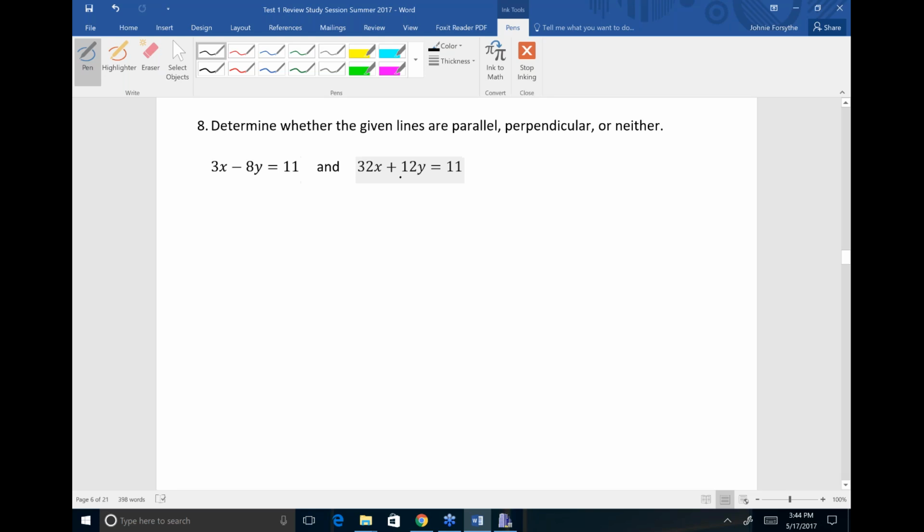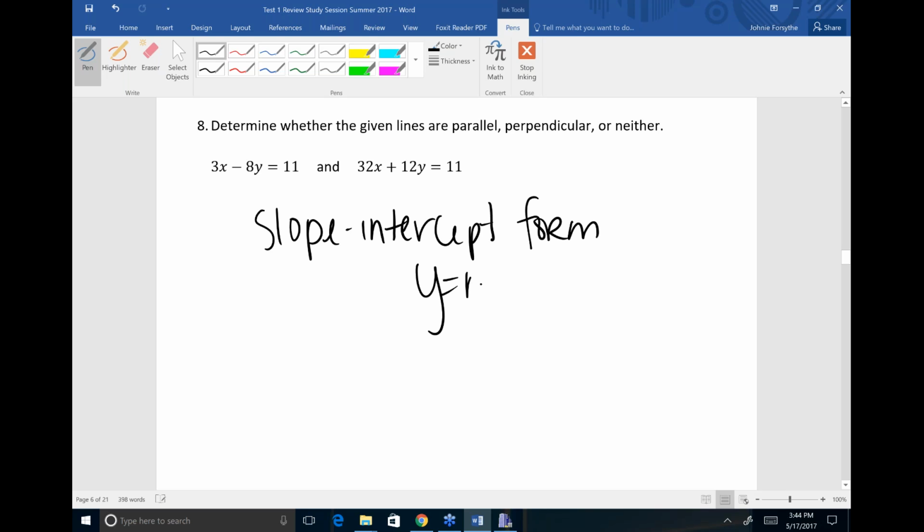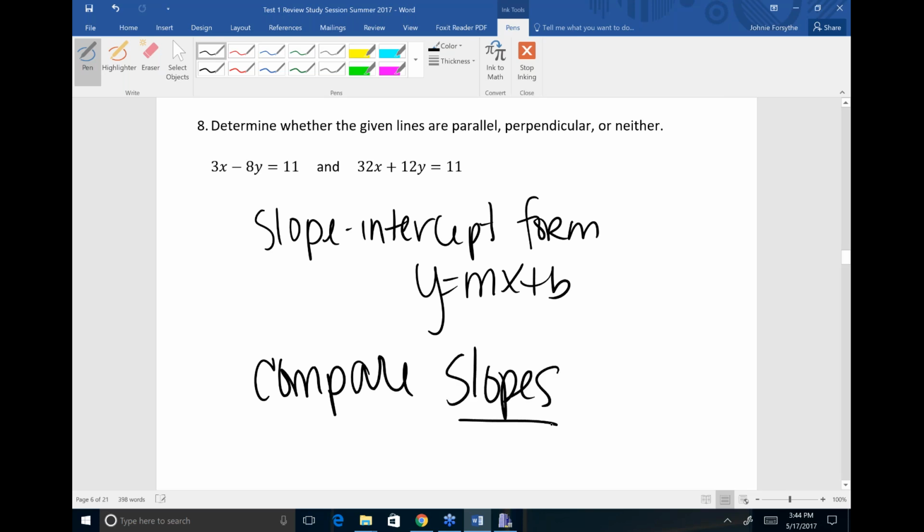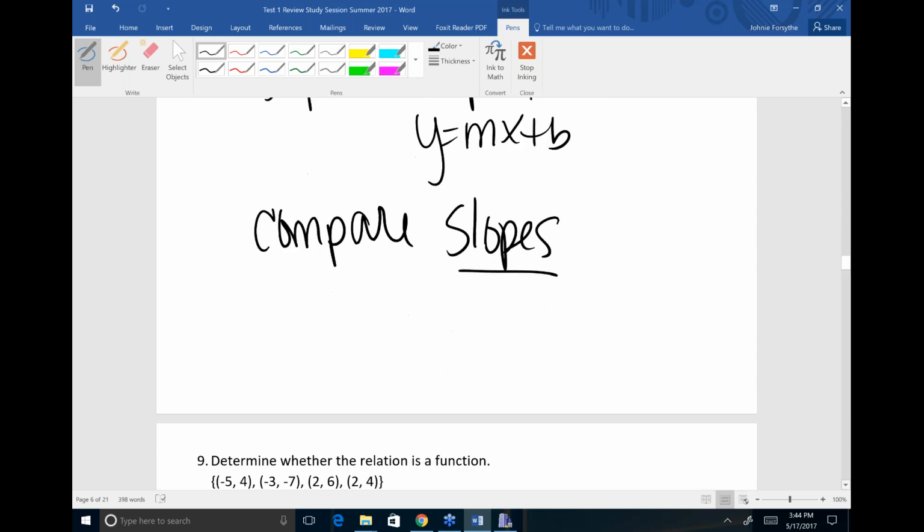Same thing here. This is both in standard form. Change them both into slope-intercept form, y equals mx plus b. And then you want to identify whether those m's in each equation are the same. If they're the same, they would be parallel. If the slopes of each equation are opposite reciprocals, it's perpendicular. And if you don't have either of those things, it would be neither. All right? So you're going to change to slope-intercept form and compare slopes.